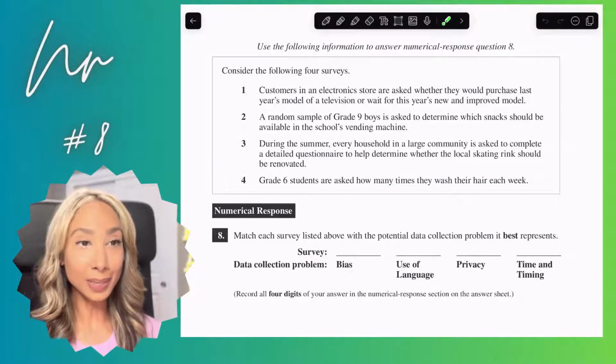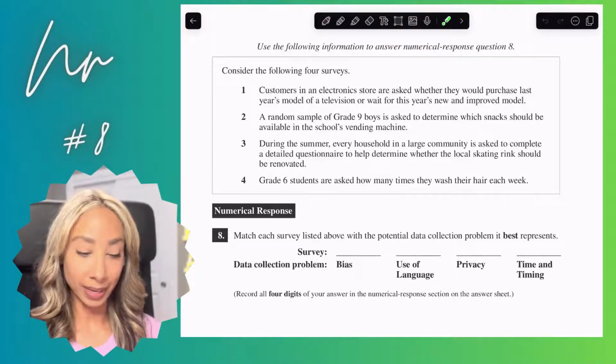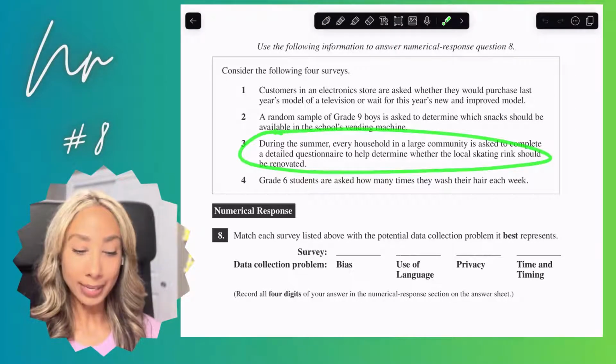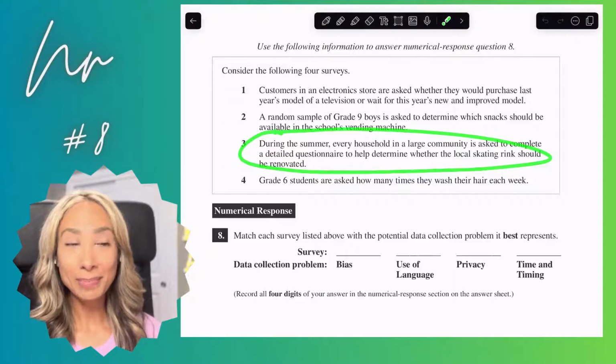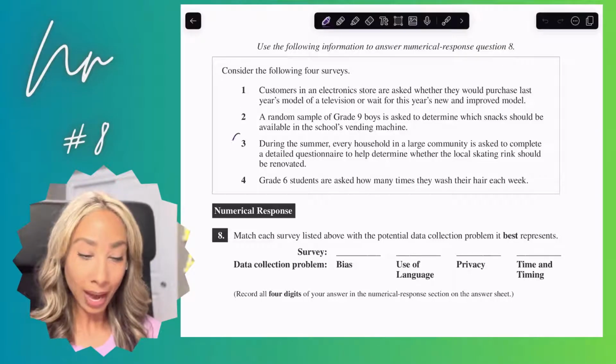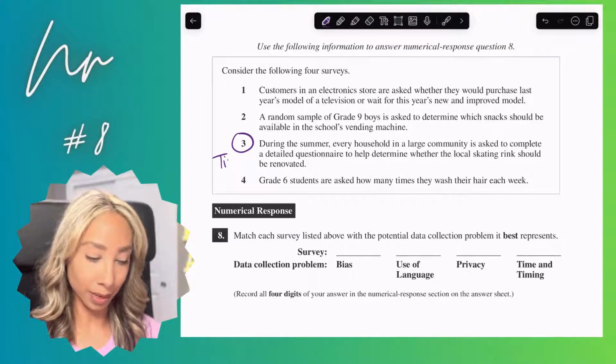All right, so looking at something like this, I already noticed a couple of things. With this one here, we're asking in summertime, probably when people's minds aren't on a skating rink, we're asking them to answer a question here. So that one definitely is going to go towards timing.